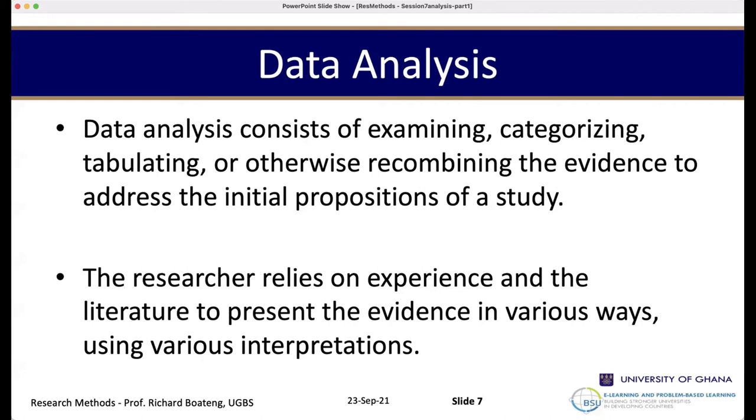This question is on demographics. This question is on this variable. This question is on leadership. All of it, you are analyzing the data. An analytical frame has been used to establish the questionnaire. So as the data is coming in, it gets sorted according to the analytical frame. Okay. So data analysis consists of examining, categorizing, tabulating, or otherwise recombining evidence to address the initial propositions of a study.